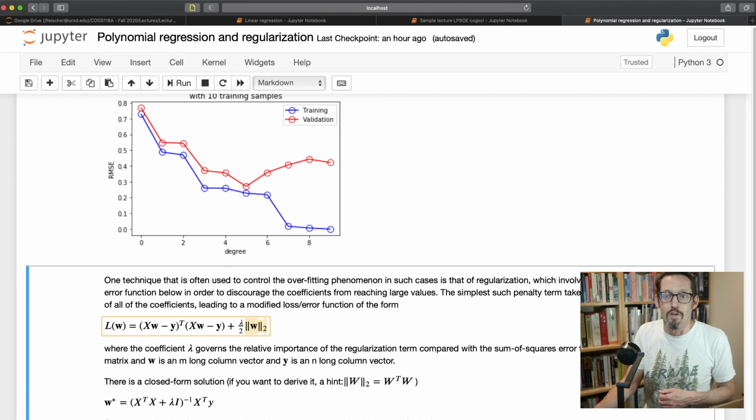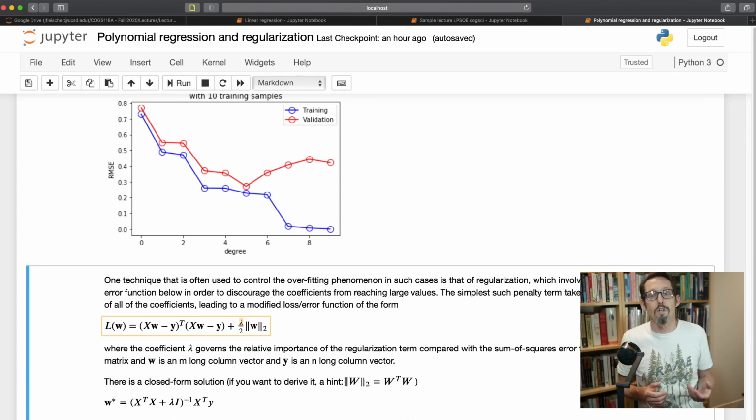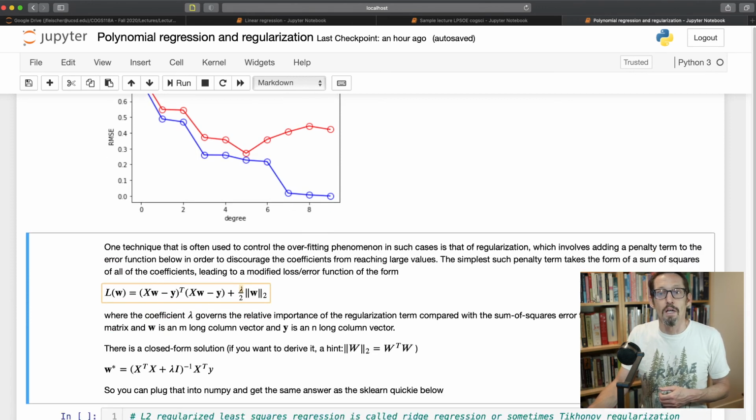Okay? So this lambda in front is just a coefficient that governs how important the regularization is compared to just fitting the damn thing. Okay? So, because, is this still quadratic in W?